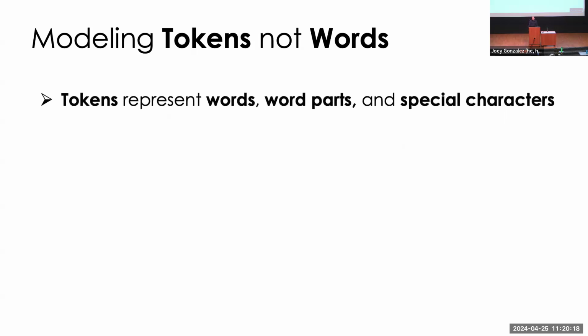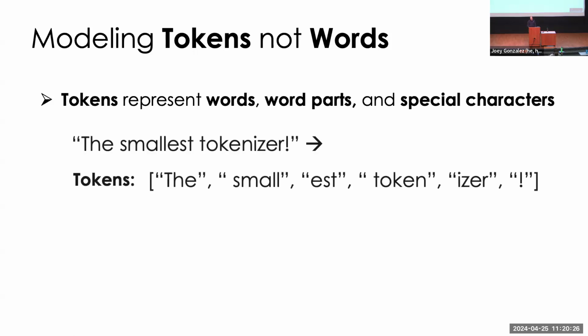So we use tokens. Tokens represent words, word parts, and even special characters, emojis, letters. The letter A is a token. This is actually the output of a tokenizer. It's an algorithm that takes the string here, the smallest tokenizer, and breaks it into little pieces. These are the tokens that we reason about. So when we predict the next word, we're predicting the next token.